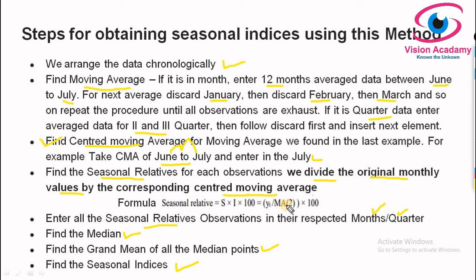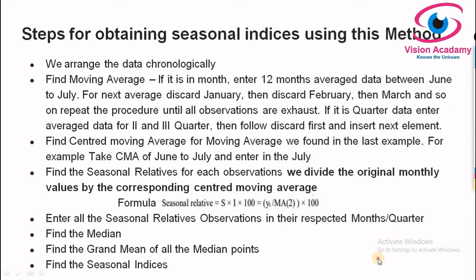Moving average, which means centered moving average, second moving average, and into 100. So then we will find seasonal relatives for each and every observation. Those seasonal relatives only we need to consider for the next step. After that median, after that grand mean, we know the formula for grand mean and seasonal index. So we will follow these steps. These steps are very easy to comprehend. Because of this tedious process, I have briefed those steps into this one slide.